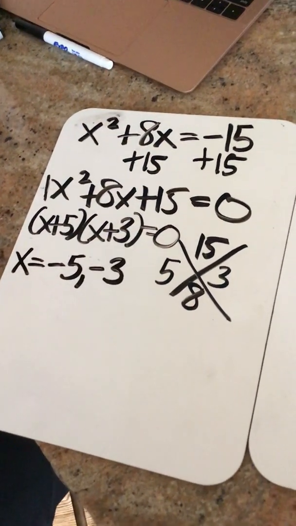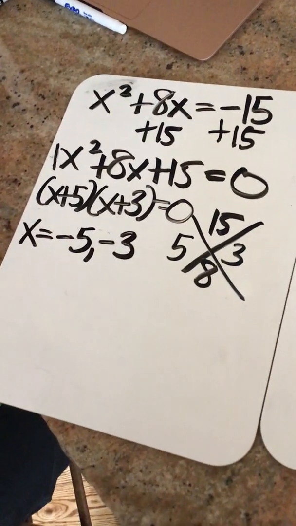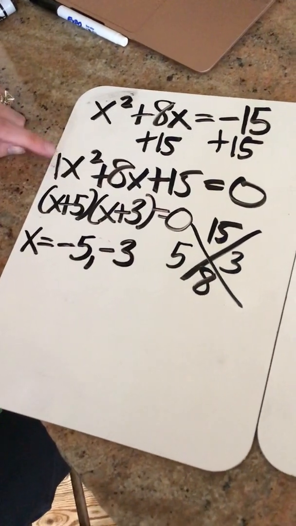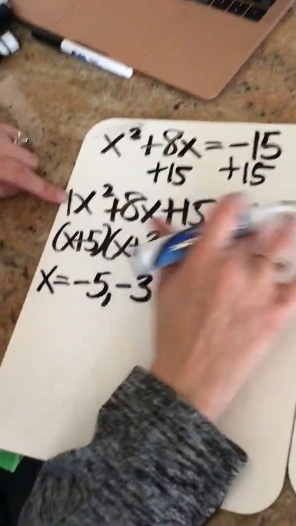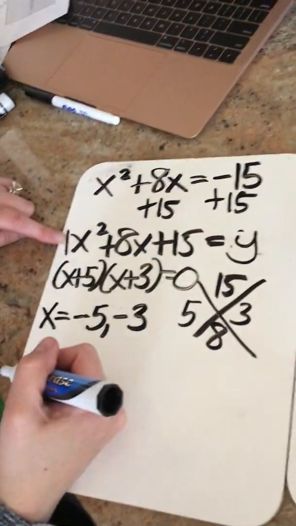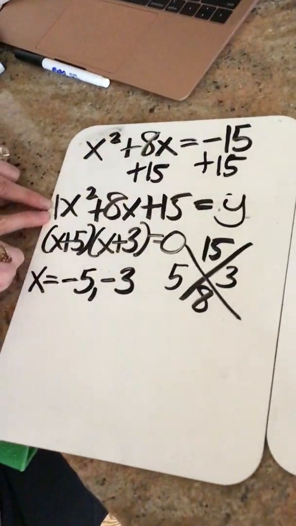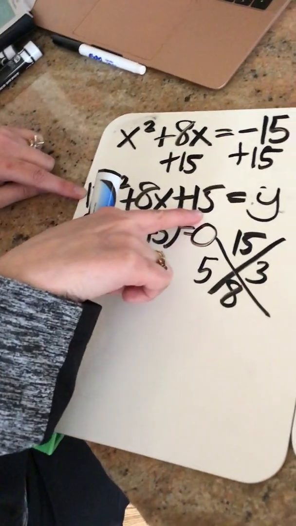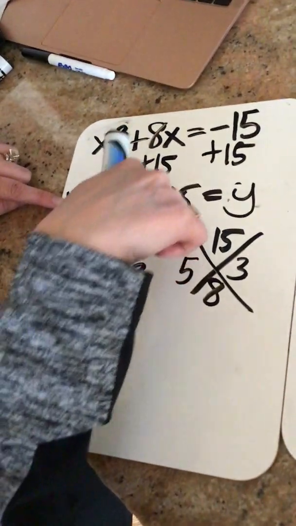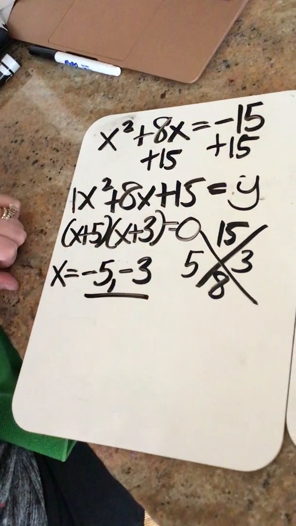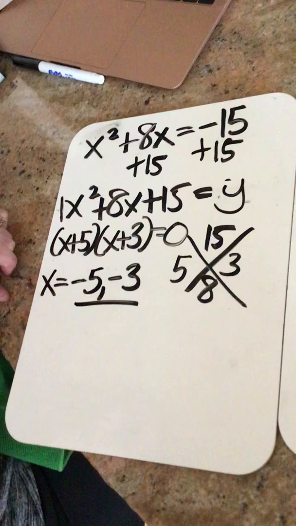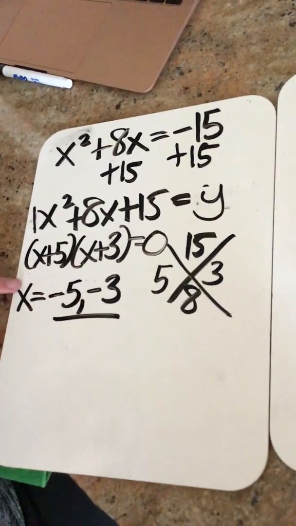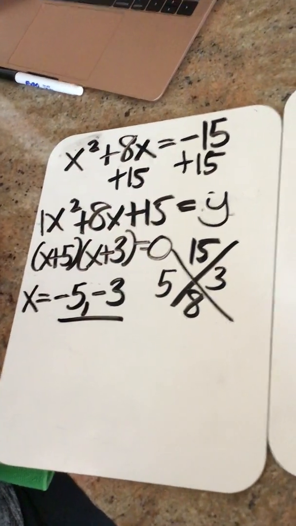Again, this is review. That also tells me that if I were to graph this, if you look at this equation, if I were to say this is just y now, that I know that this graph is opening up because that's positive. I know my y-intercept is 15. Remember, when it's in standard form, the c is always the y-intercept. And I know my x-intercepts are -5 and -3. That is where my equation is hitting the x-axis because that is where y is 0.